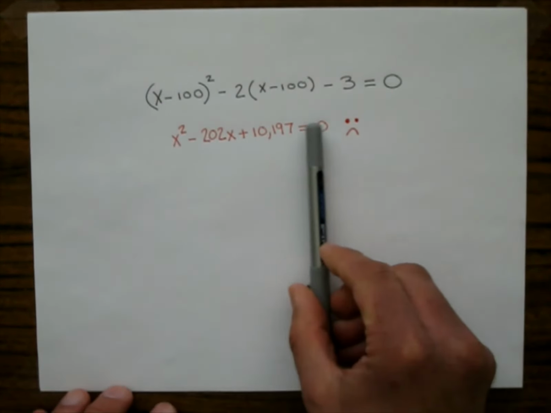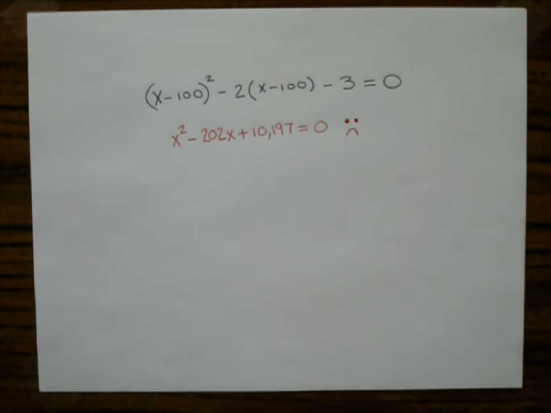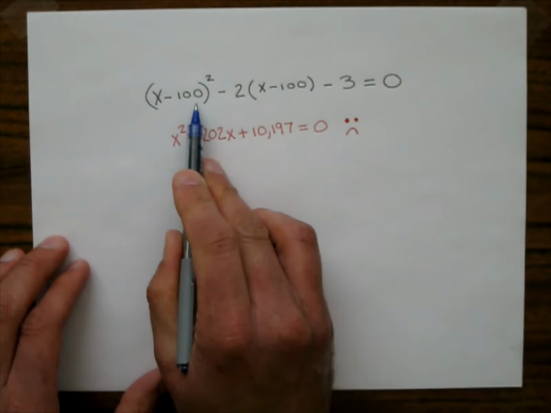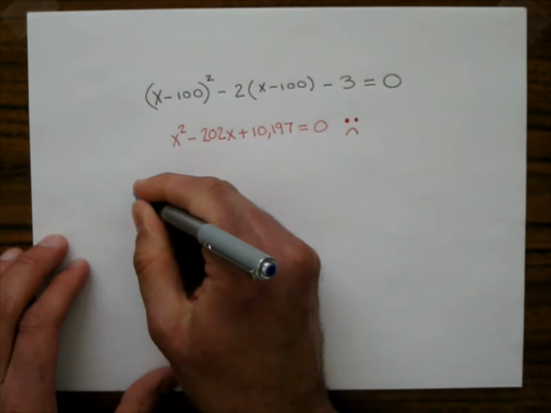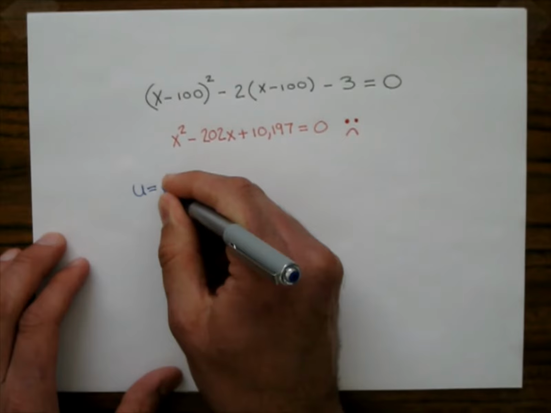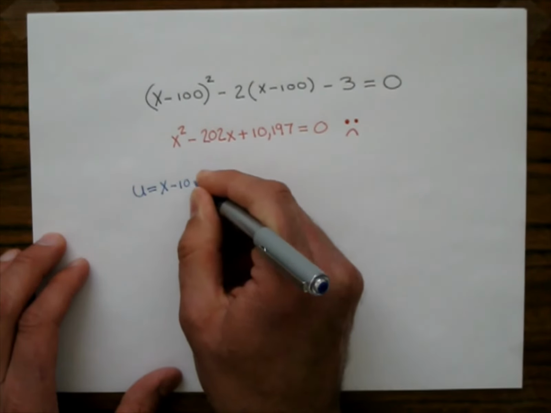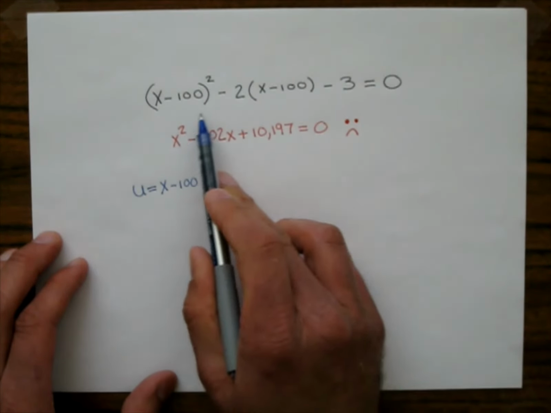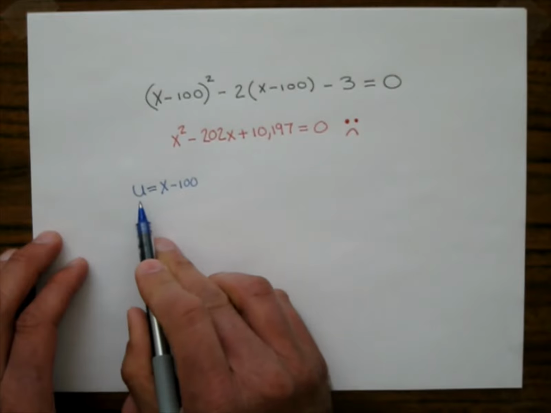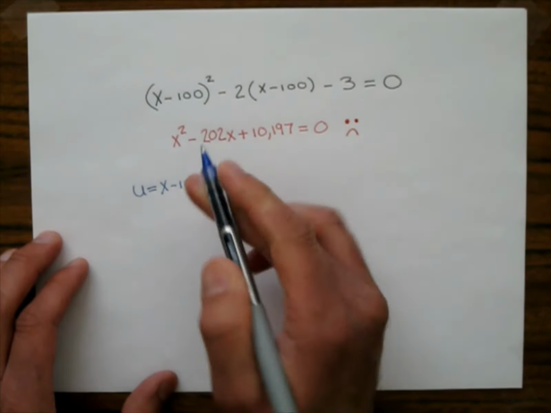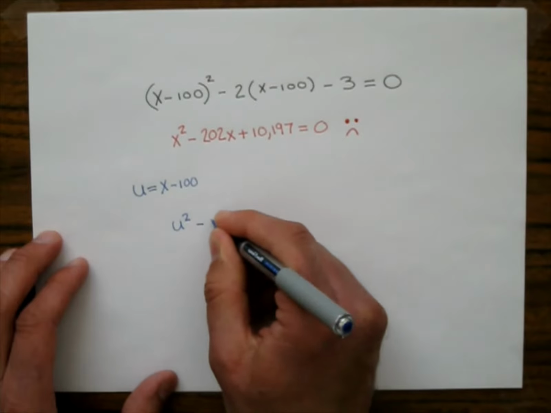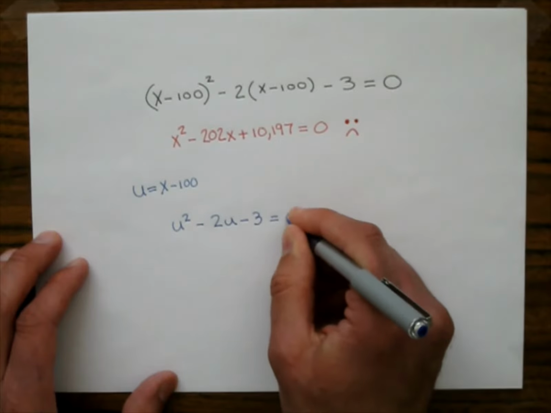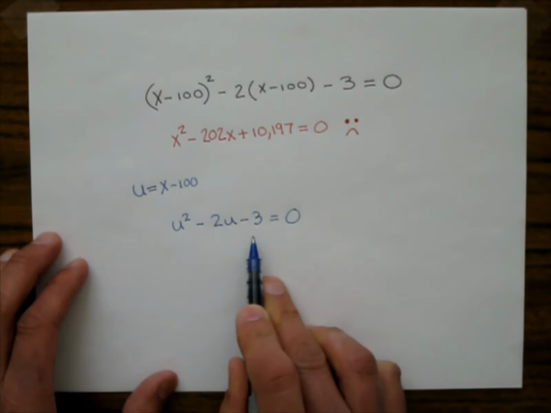There is a better way of doing this problem, and the better way is to do a substitution. I'll call it a U-substitution. I'm going to replace each x minus 100 with a u. So u equals x minus 100. Basically what we're doing is we are tricking this problem into an easier problem. If u equals x minus 100, then this is u squared minus 2 times u minus 3 equals 0. Surely I can solve this one by factoring.